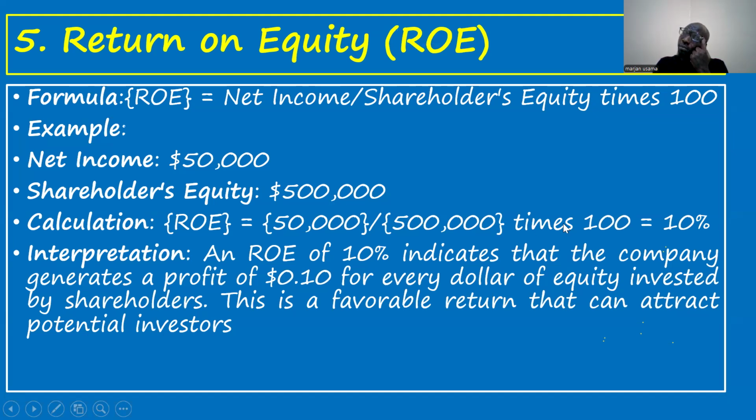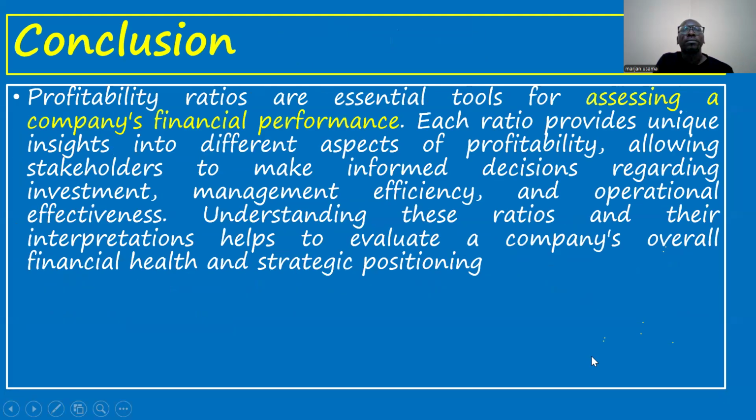So this 10% means what? A return on equity of 10% indicates that the company generates a profit of 0.10 for every dollar of equity invested by shareholders. So for every dollar invested, we get 10% of profit.